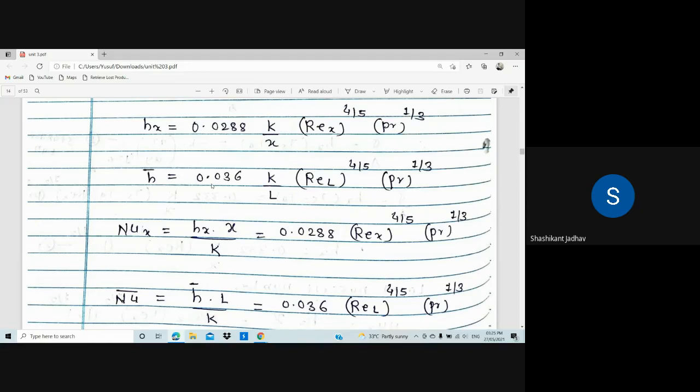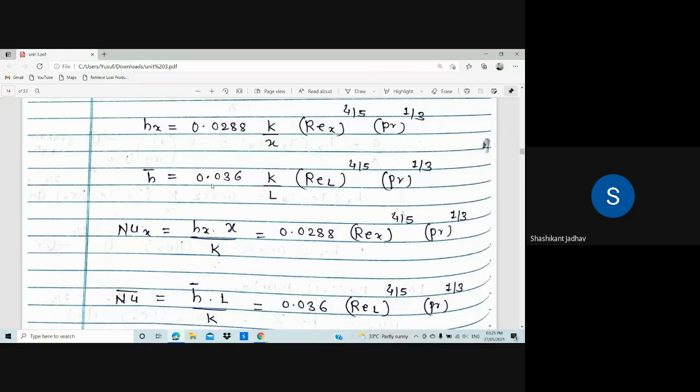And the average heat transfer coefficient, that is h dash, is equal to 0.036 k by L Re raised to 4 by 5 Prandtl raised to 1 by 3.